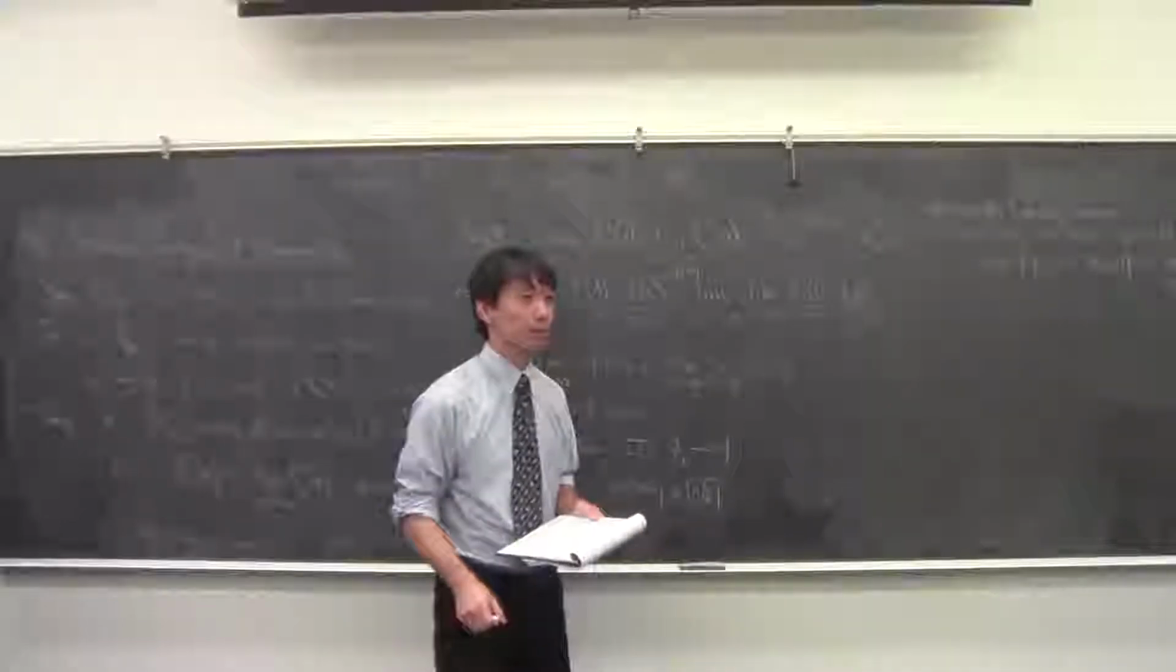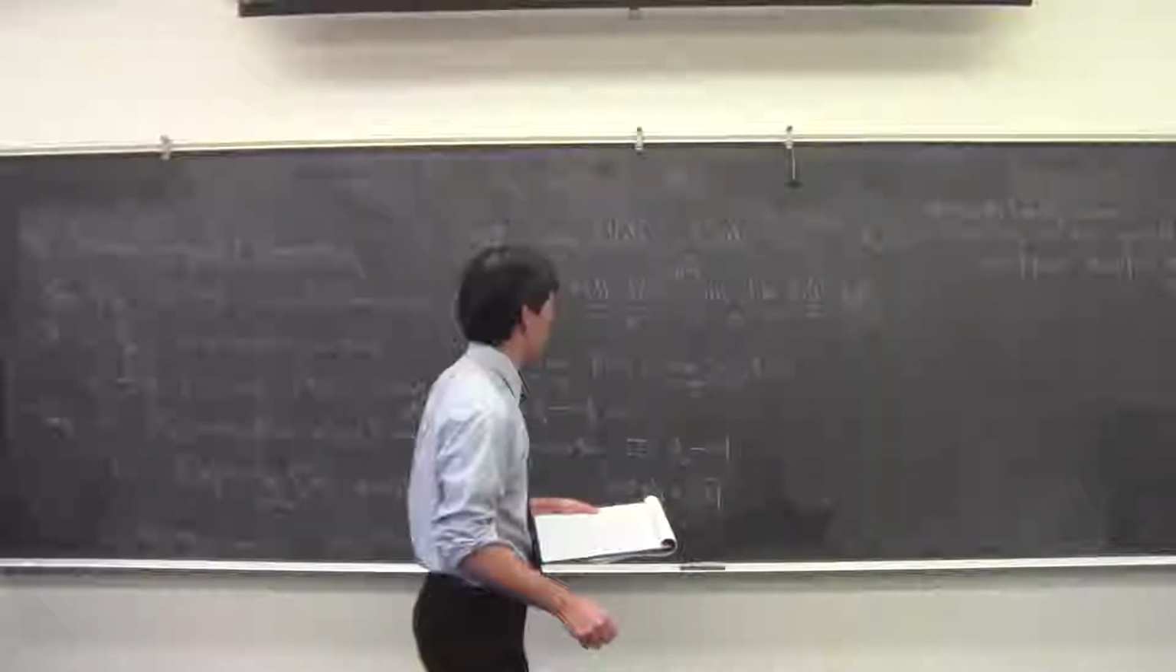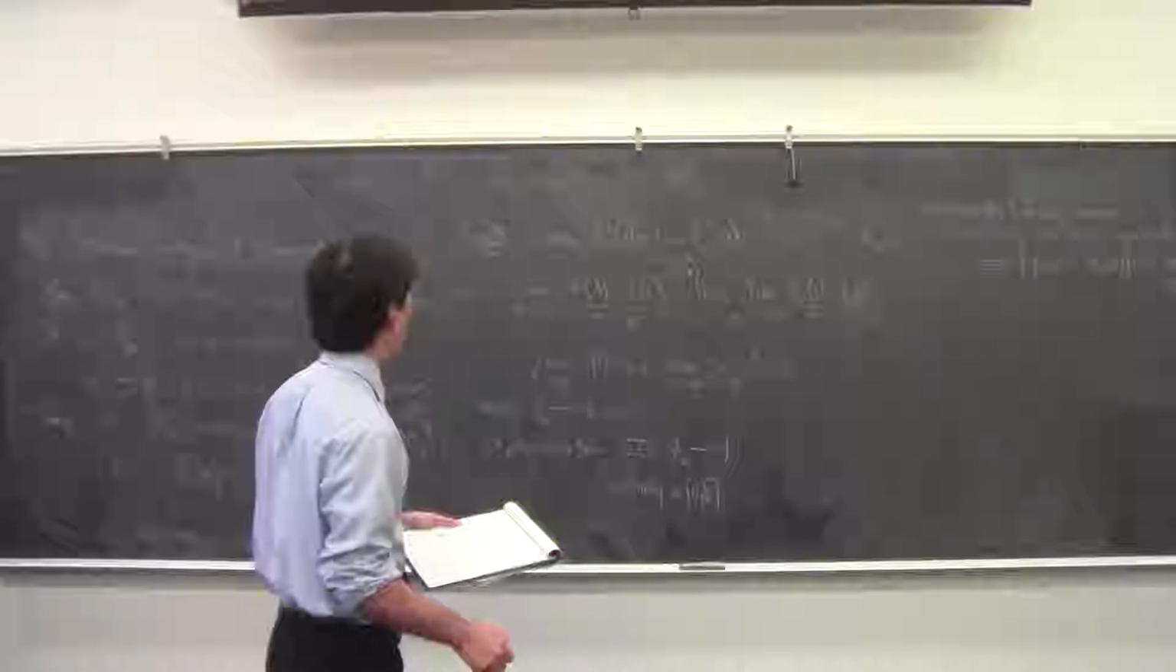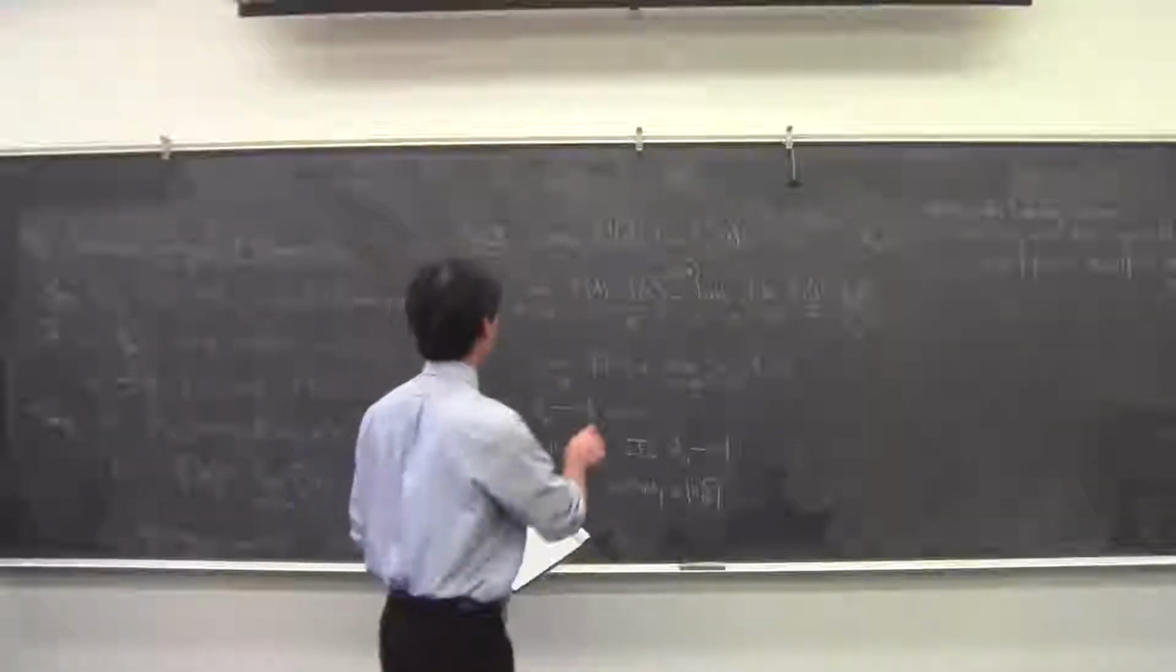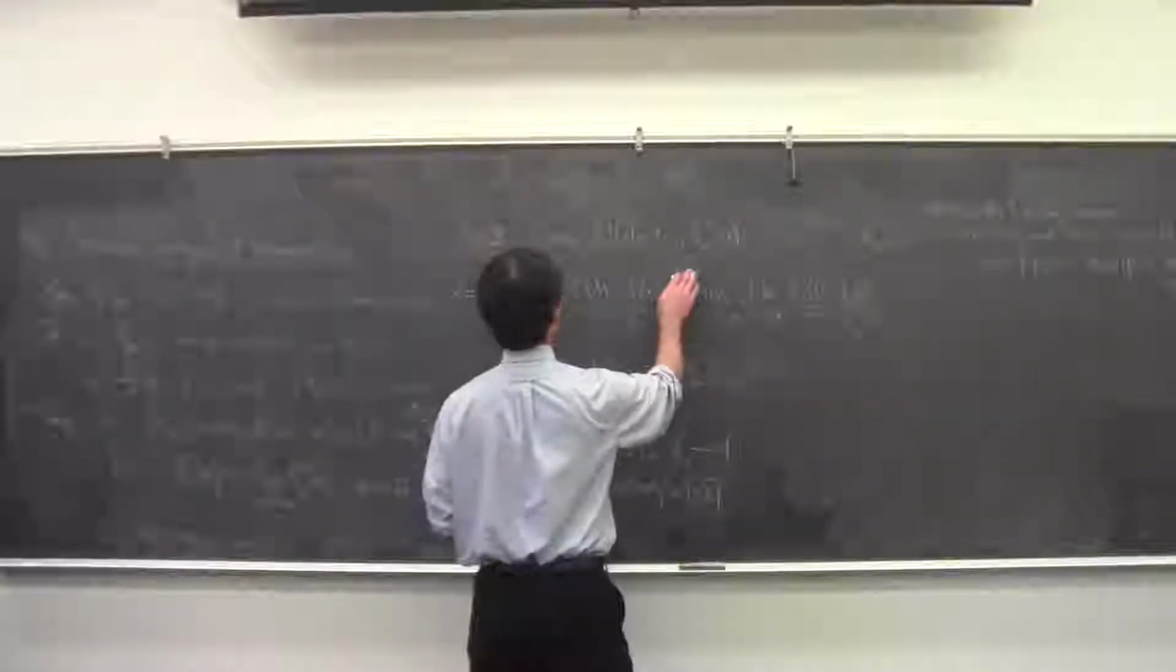Would it be phi sub n of t or x? I think it's t. Oh, I'm sorry, it is t. Yeah, I'm sorry, this is so wrong. This is phi sub n of t.